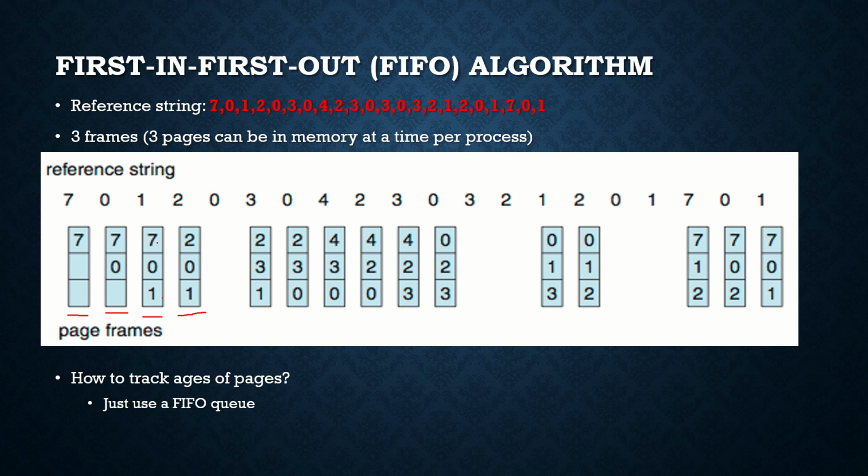Here we are using the first in first out algorithm. Among 7, 0 and 1, which page entered the frame first? You can see that 7 started here, 0 started here and 1 started here. 7 has entered first, so it is replaced, and we write 2 instead of 7 here.